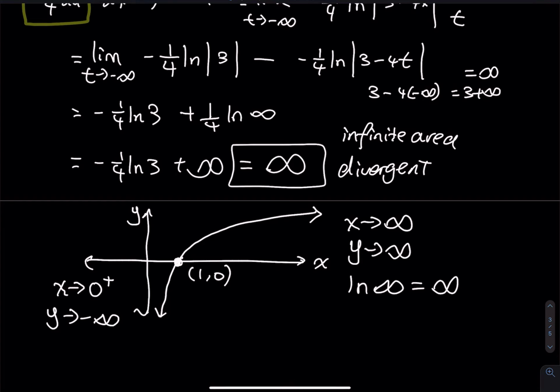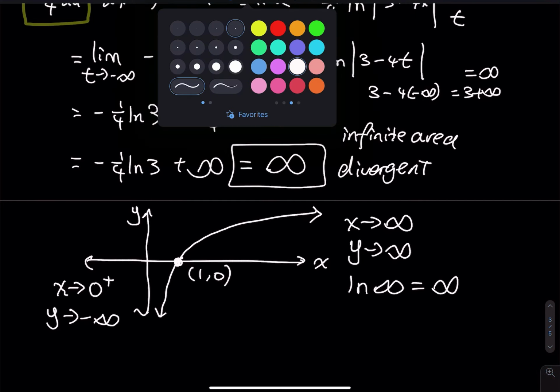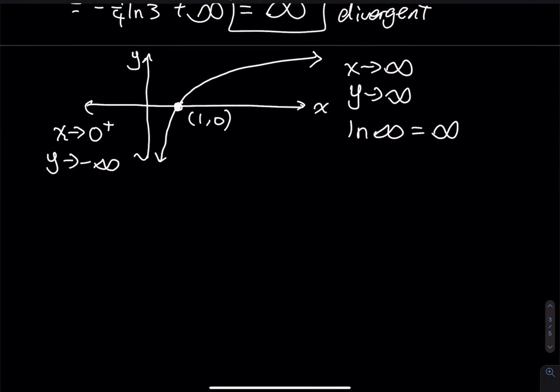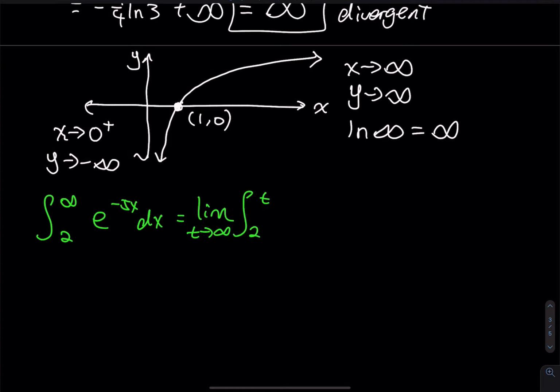All right. So that's the second one, and then we have one more to go. The next one has an e in it. So we have the integral from 2 to infinity of e to the negative 5x dx. So that is equal to the limit as t approaches infinity of the integral from 2 to t of e to the negative 5x dx. This is a u substitution. We let u equal negative 5x. du is equal to negative 5 dx, and negative 1/5 du is equal to dx.